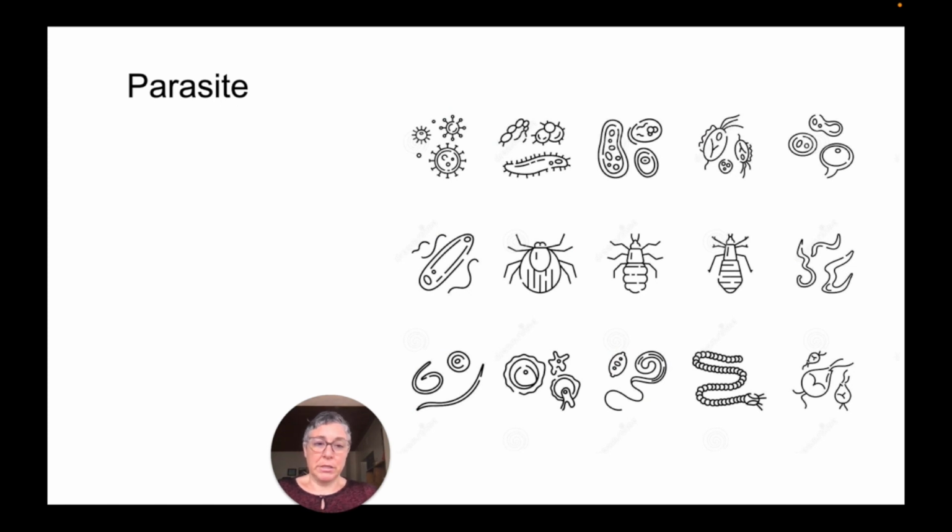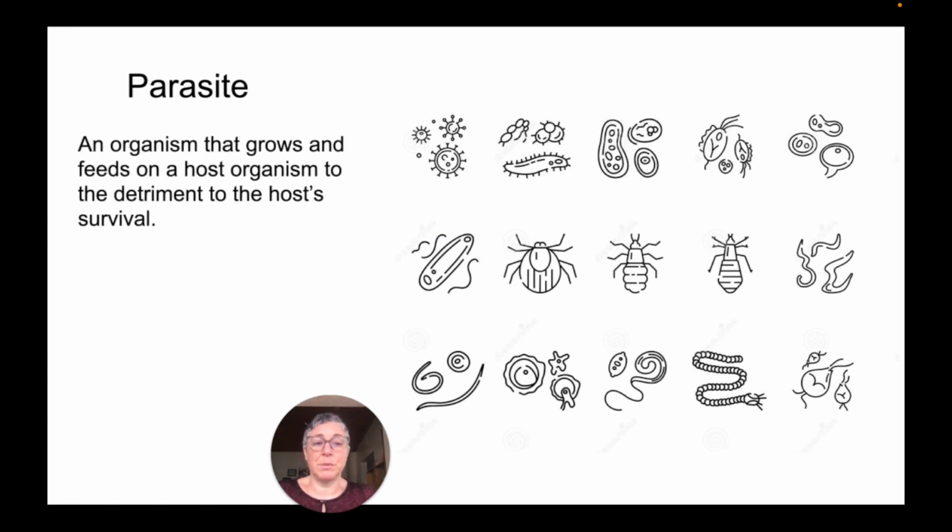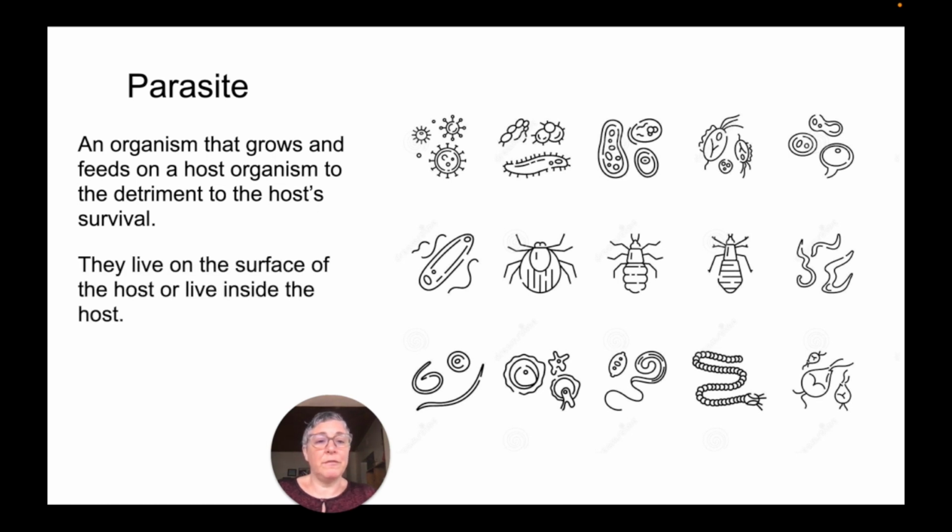And then we have parasites. So parasites are specific organisms that grow and feed on a host organism, usually to the detriment of that host's survival. So it could be a small type of organism or a large one like a human, but at some point it will absorb the nutrients of the host organism and or absorb the cellular material of the host organism. So they can live on the surface or they can live inside the host. It just depends on that particular parasite, and also they can be unicellular or multicellular.